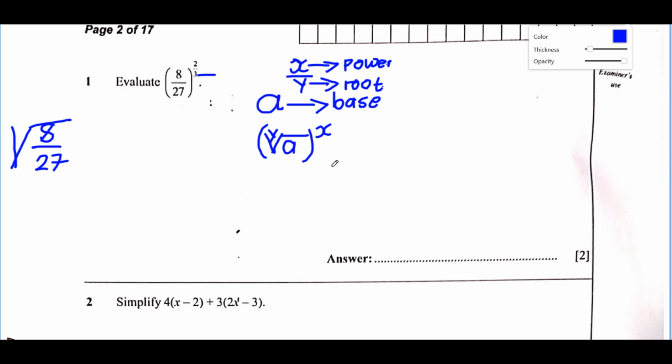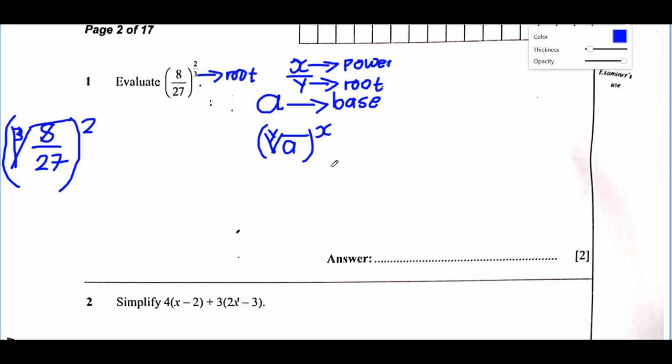Then our root is 3, which simply means that we need the cube root of 8 and the cube root of 27. The cube root simply means the number that we can multiply by the same number 3 times to give us the number that we have under the root. Then everything raised to the power 2.